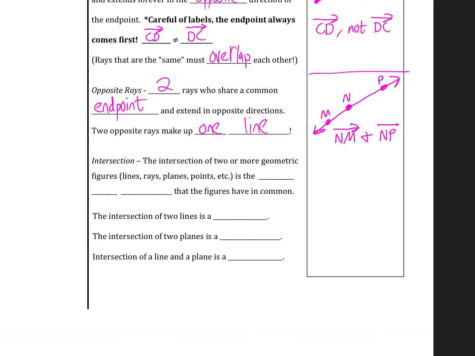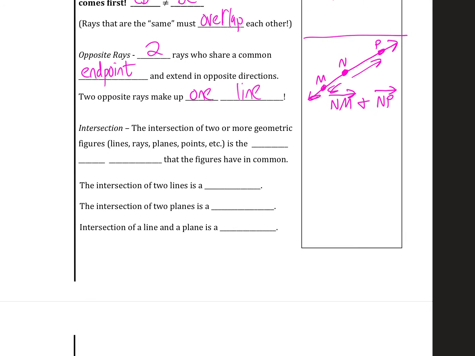Okay, you always have to start with the endpoint. The endpoint goes in the middle. So we have one ray going this way and one ray going that way, and it makes a whole line. But basically, you always have to start with the endpoint, even if it's kind of weird that M comes before N here. Okay? All right.